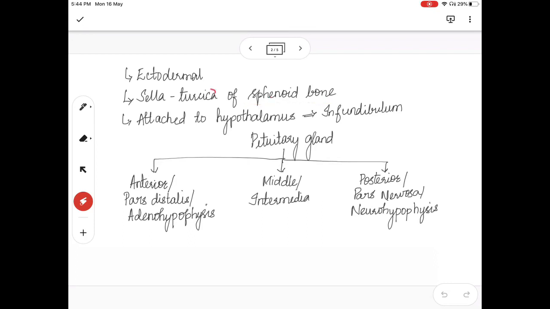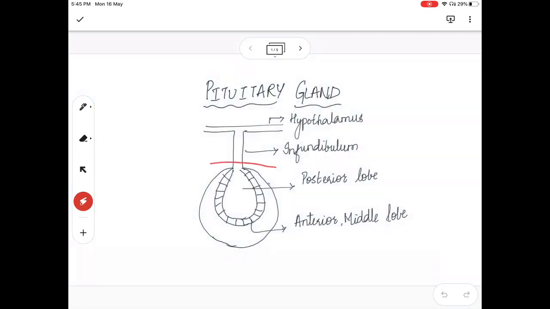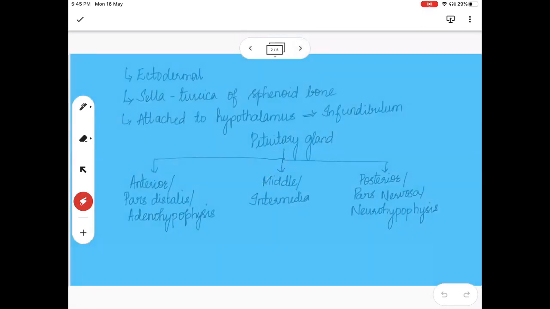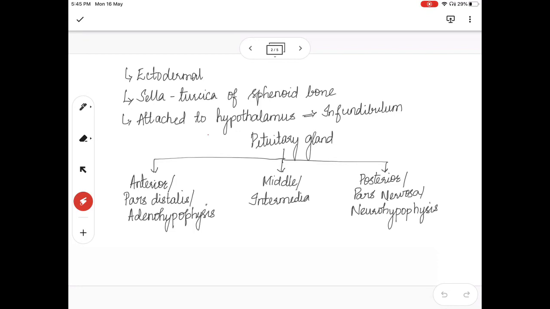Over there is this particular structure called the sella turcica. Now the sphenoid bone is exactly in the center of our cranial bone. So there you can see our pituitary gland located. This whole thing is our pituitary gland. This pituitary gland is attached to the hypothalamus with the help of a stalk, and the name of the stalk is infundibulum.